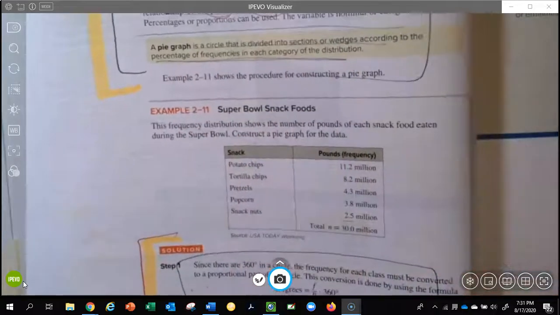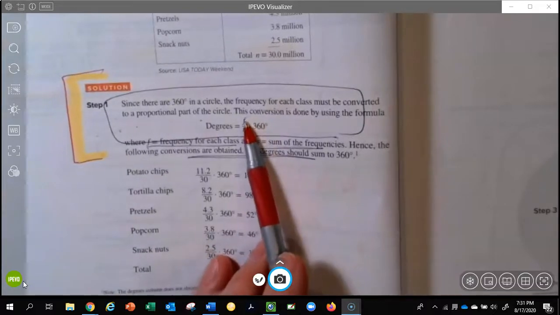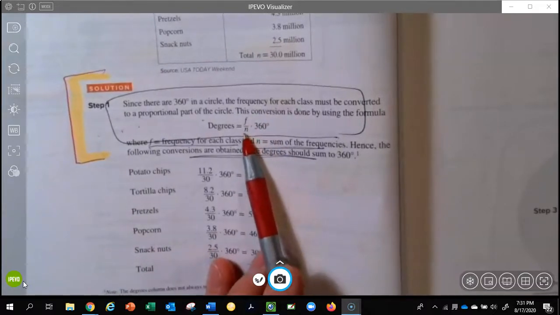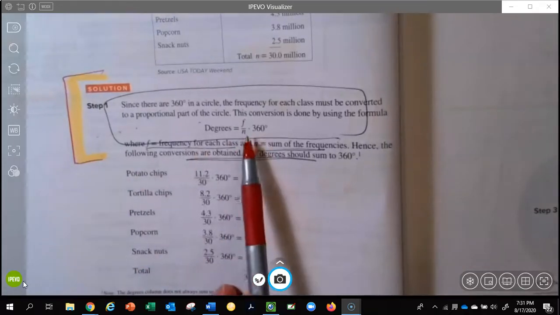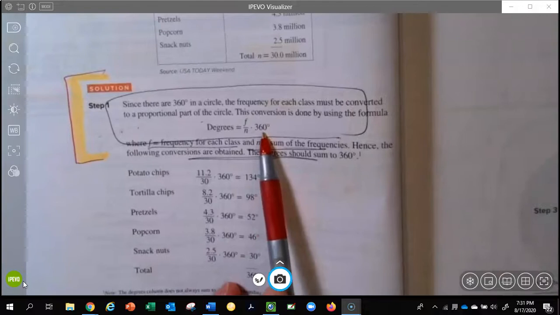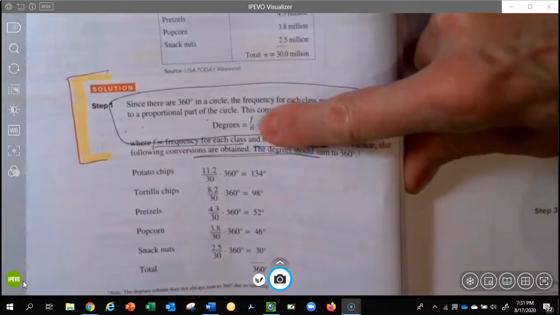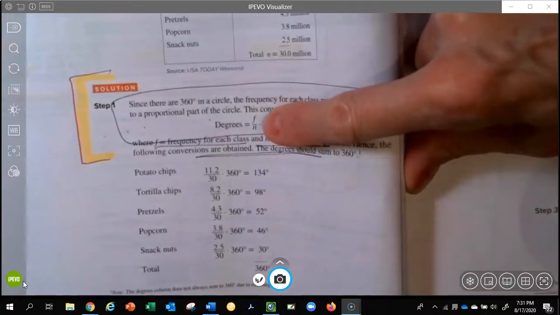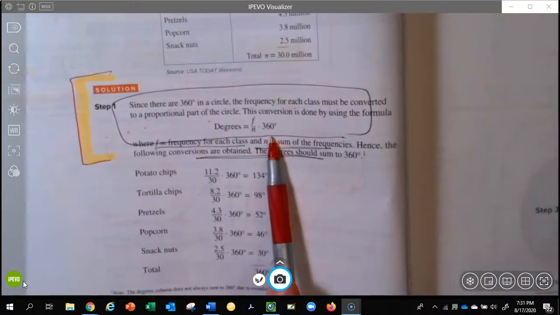So we have talked about a similar formula earlier, frequency divided by n, the number of items that are in whatever we're talking about. But we multiplied it by 100 to get it to percentage. So we're not going to multiply it by 100. This first part gets us to a percentage in decimal form, but we want to know what percentage of the 360, a full circle, our data are going to represent.